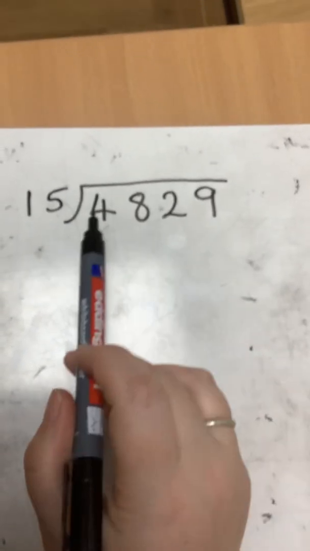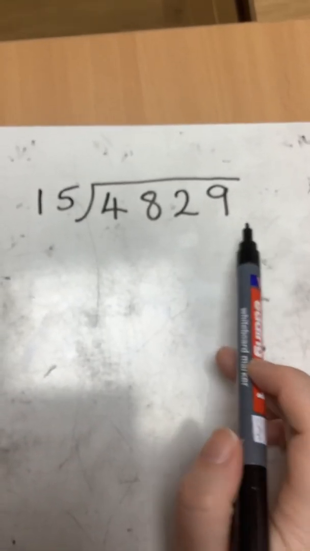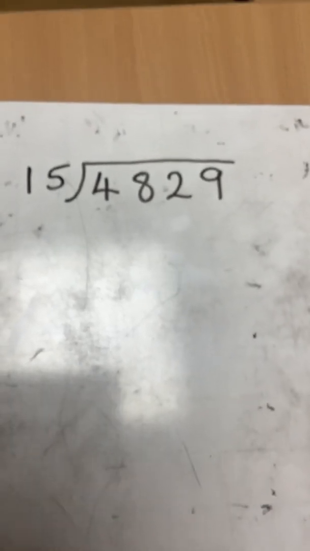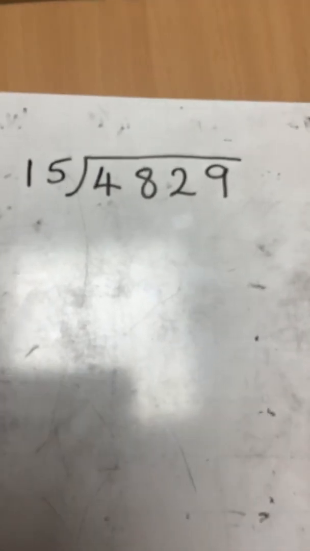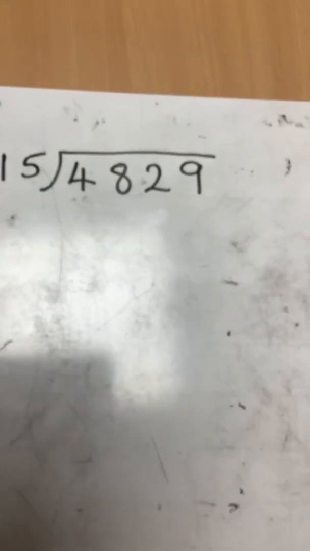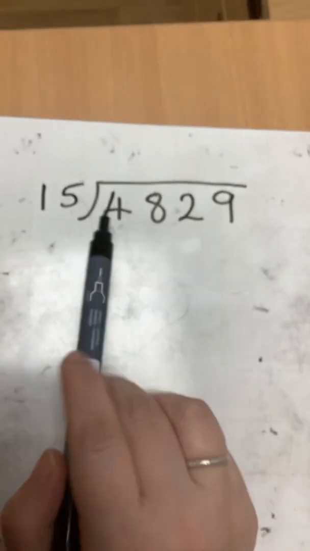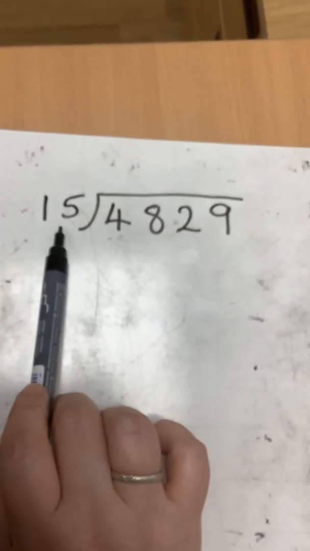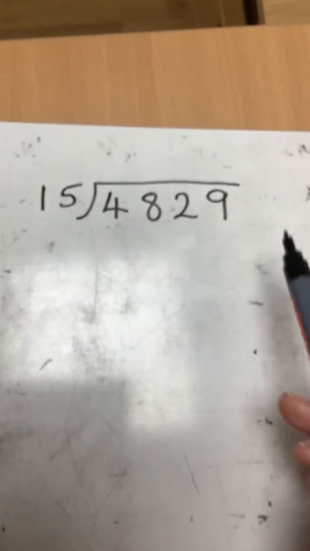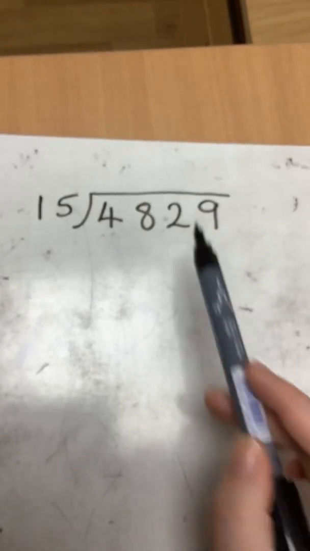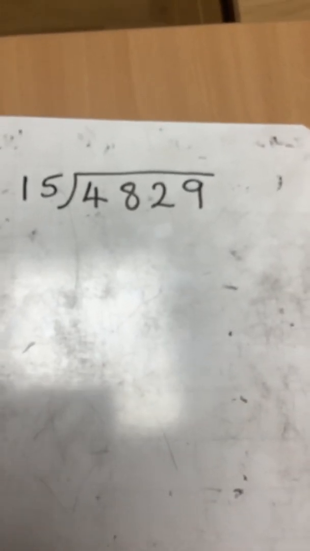So this video is going to be about long division using chunking, and that just means chunking up the amounts that I'm going to use, understanding that repeated subtraction is the same as division. It's just finding groups that I want to use. So this is 4,829 divided by 15. So I'm going to use my understanding of different multiples to help me repeatedly subtract until I get the groups that I want.